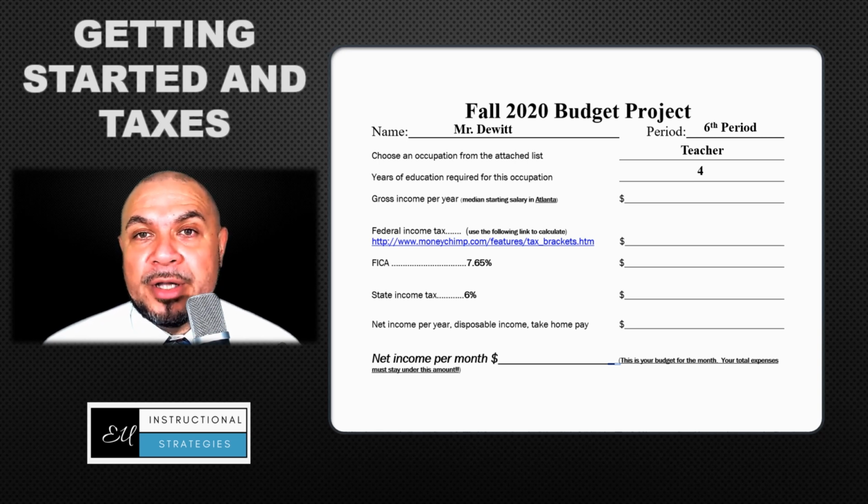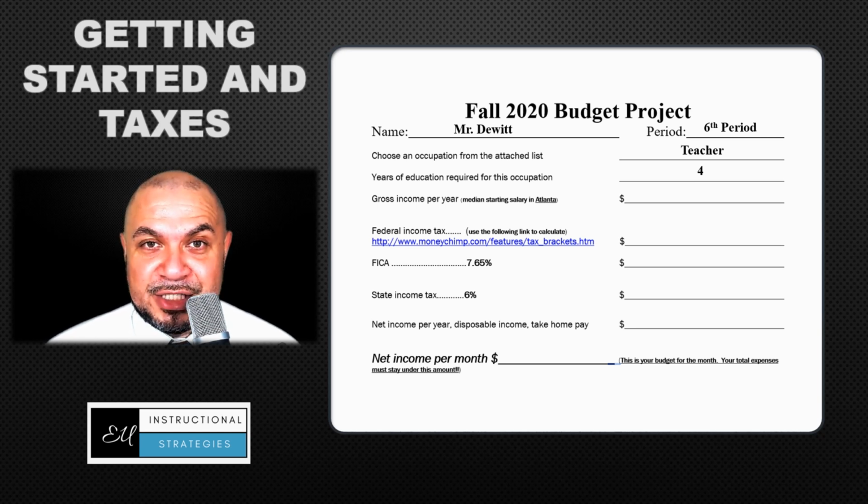And now I'm on to the third line, which is gross income per year. This is the salary that's attached to your job title on the last page of the budget project. So make sure you write that in the blank. It's the number located to the right of your job occupation. Write that down on the third line.